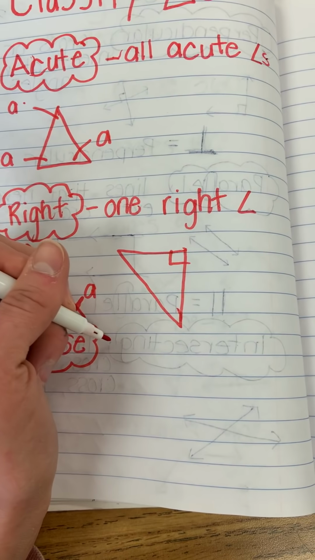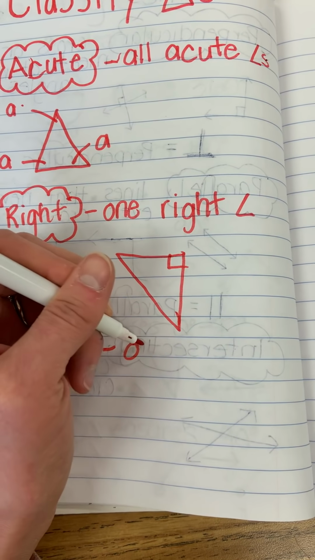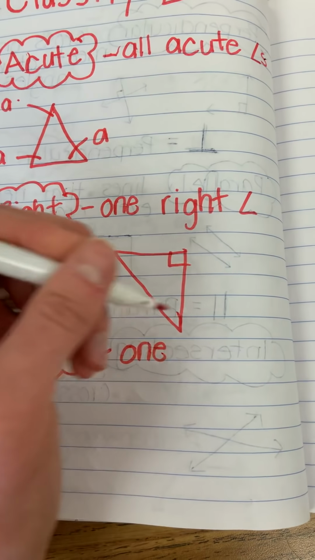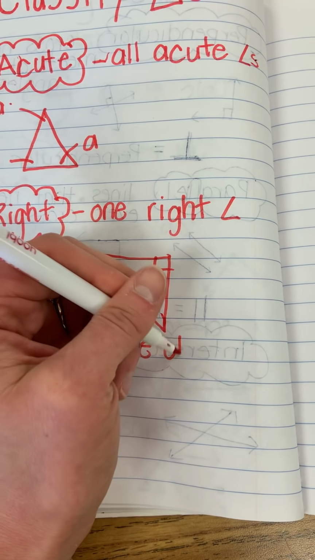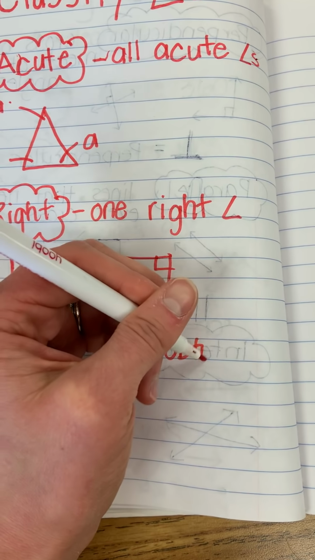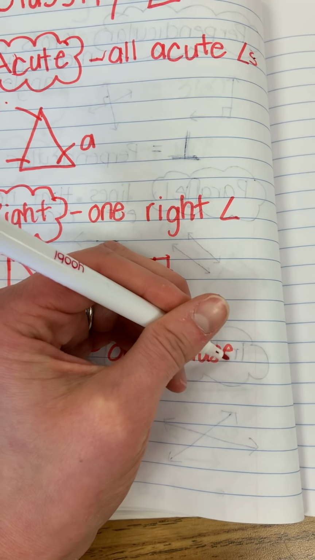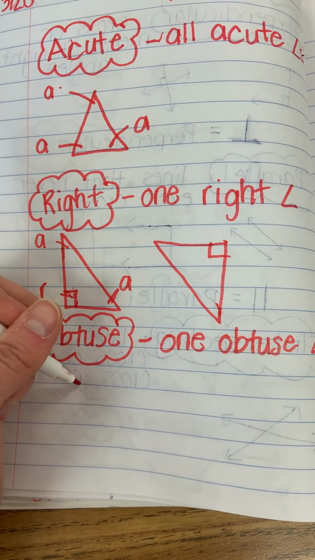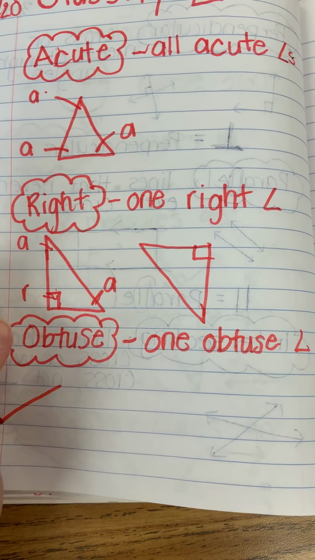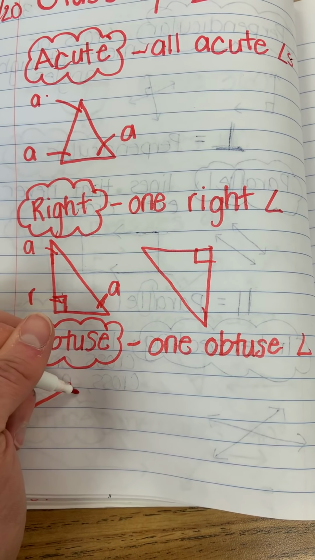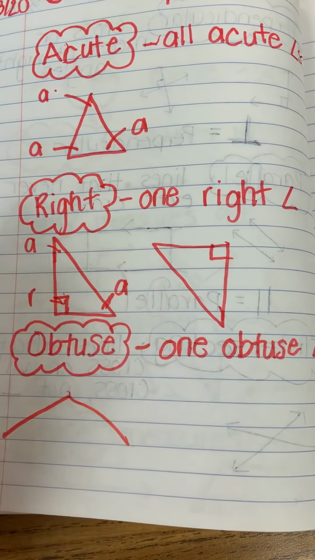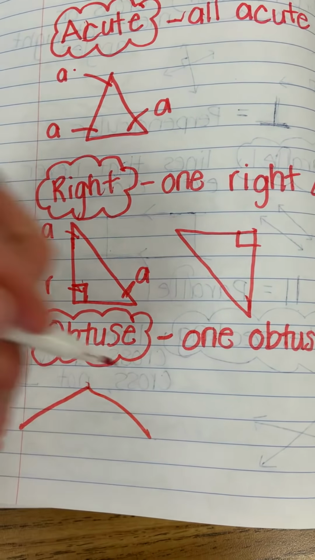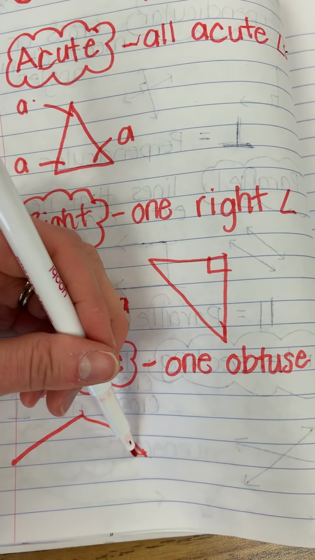The obtuse triangle has one obtuse angle. It might look like this. So to draw an obtuse triangle, I draw one very large angle. See how it's open, nice and wide? And then connect.